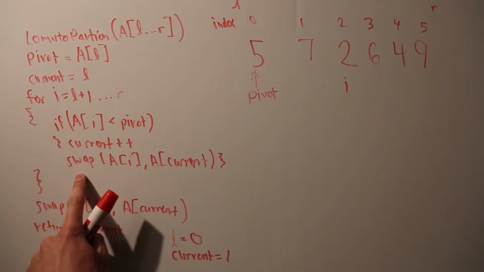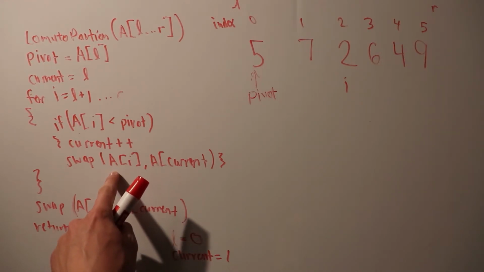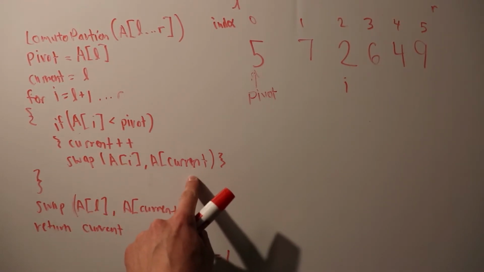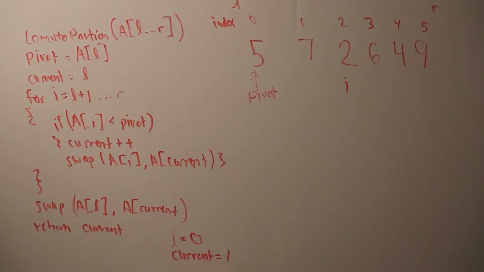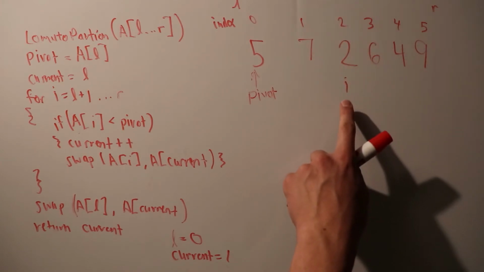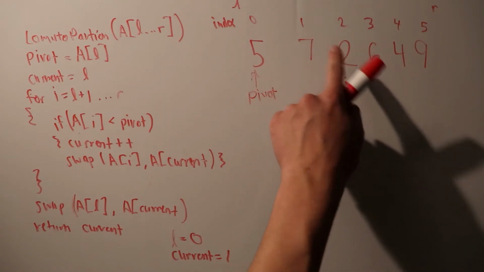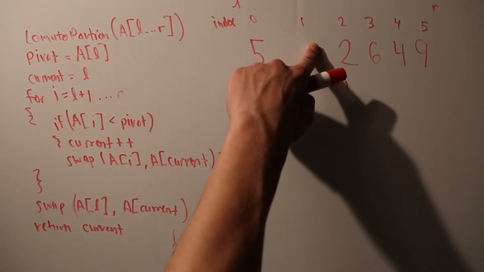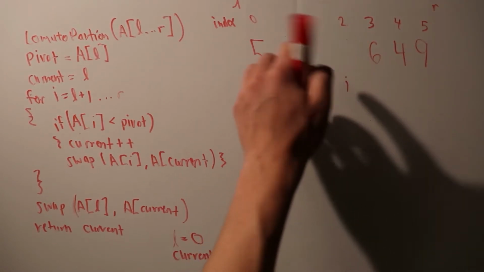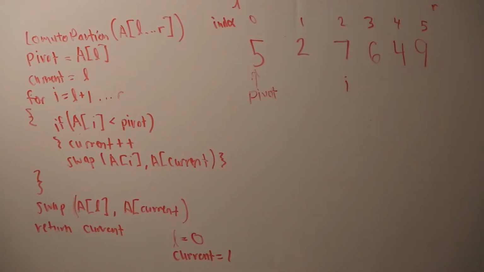Now what's next? We're going to swap whatever's in the index of I in the array A with whatever's in the current index in the array A. We've established our current is 1. We know that I right now is at index 2. So let's swap that. Current would be 1, so let's swap 7 and 2. This would become 2 and 7, like that. All right, awesome.